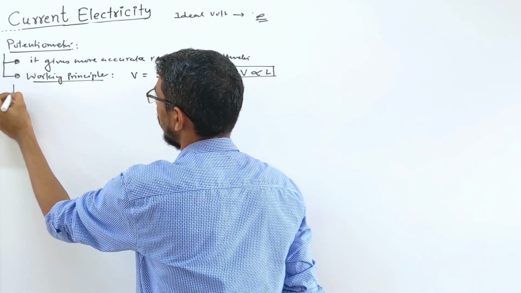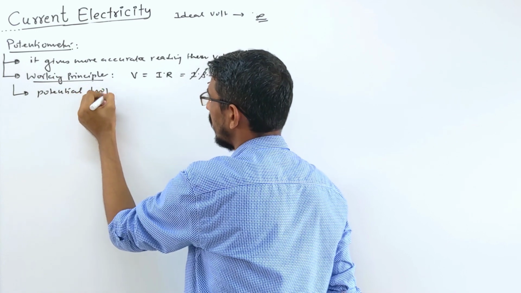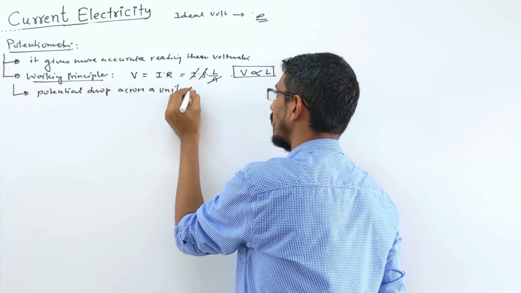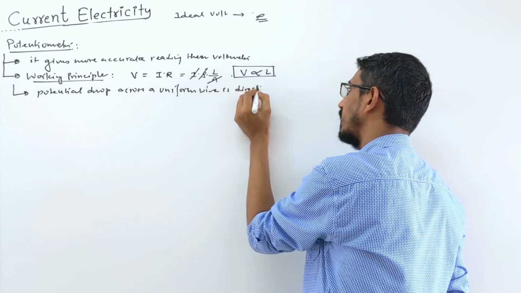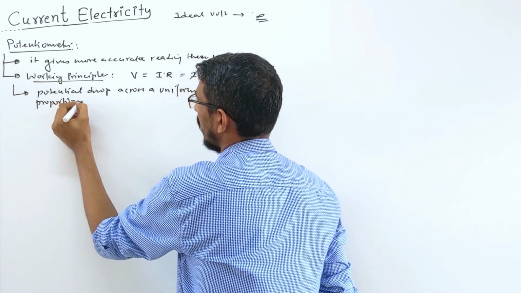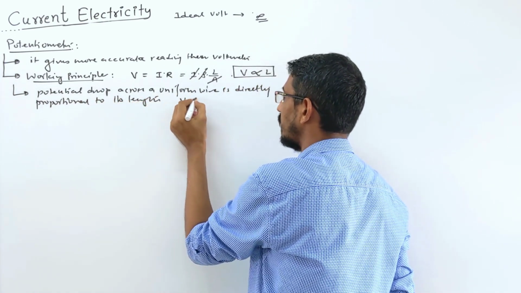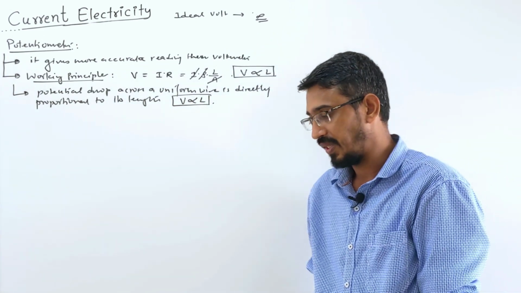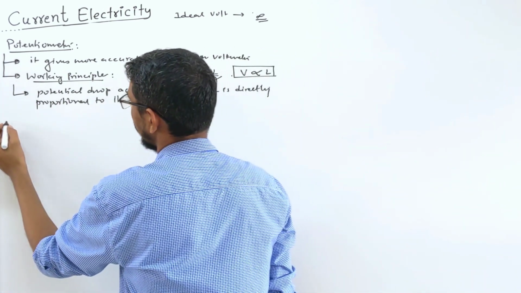I am writing the working principle in words also. The potential drop across a uniform wire is directly proportional to its length, or in shortcut, V is proportional to L. This is the working principle of your potentiometer. Okay, so let's talk about its construction, how it looks.